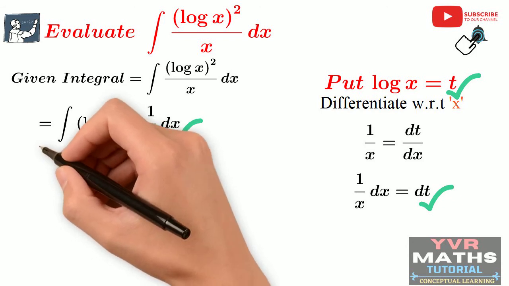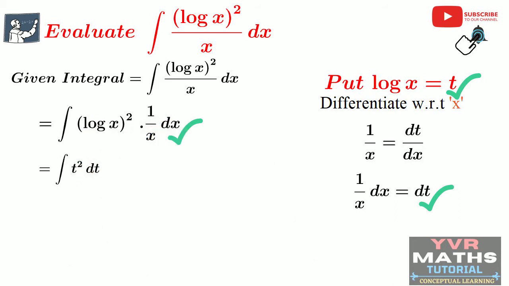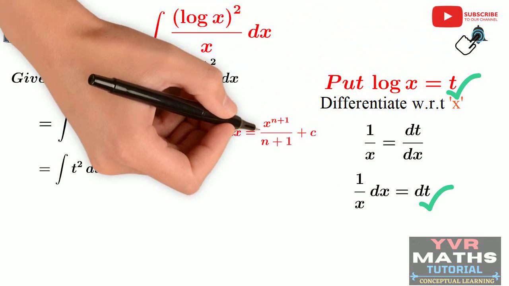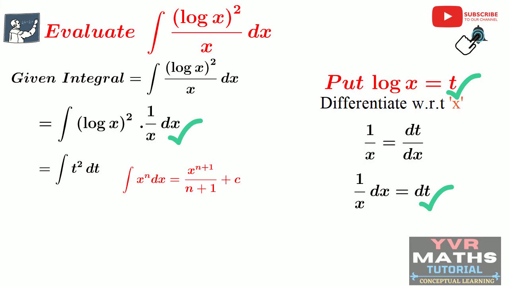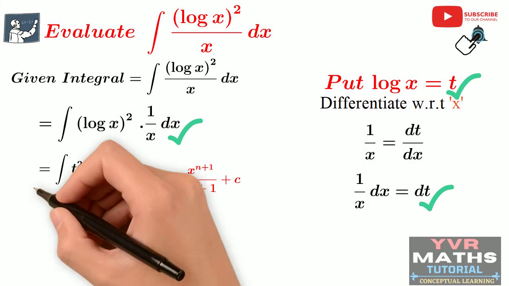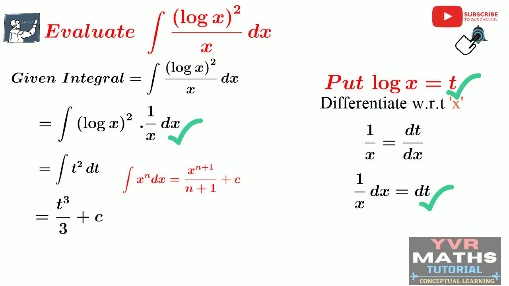See here, integral of t² dt. How did we get this? Because log x is t and 1 by x dx is dt. That's why we got this step. So we know the standard integral formula, integral of xⁿ dx. If we apply this formula, then what will we get as the final answer? See here, t³ by 3 plus c.